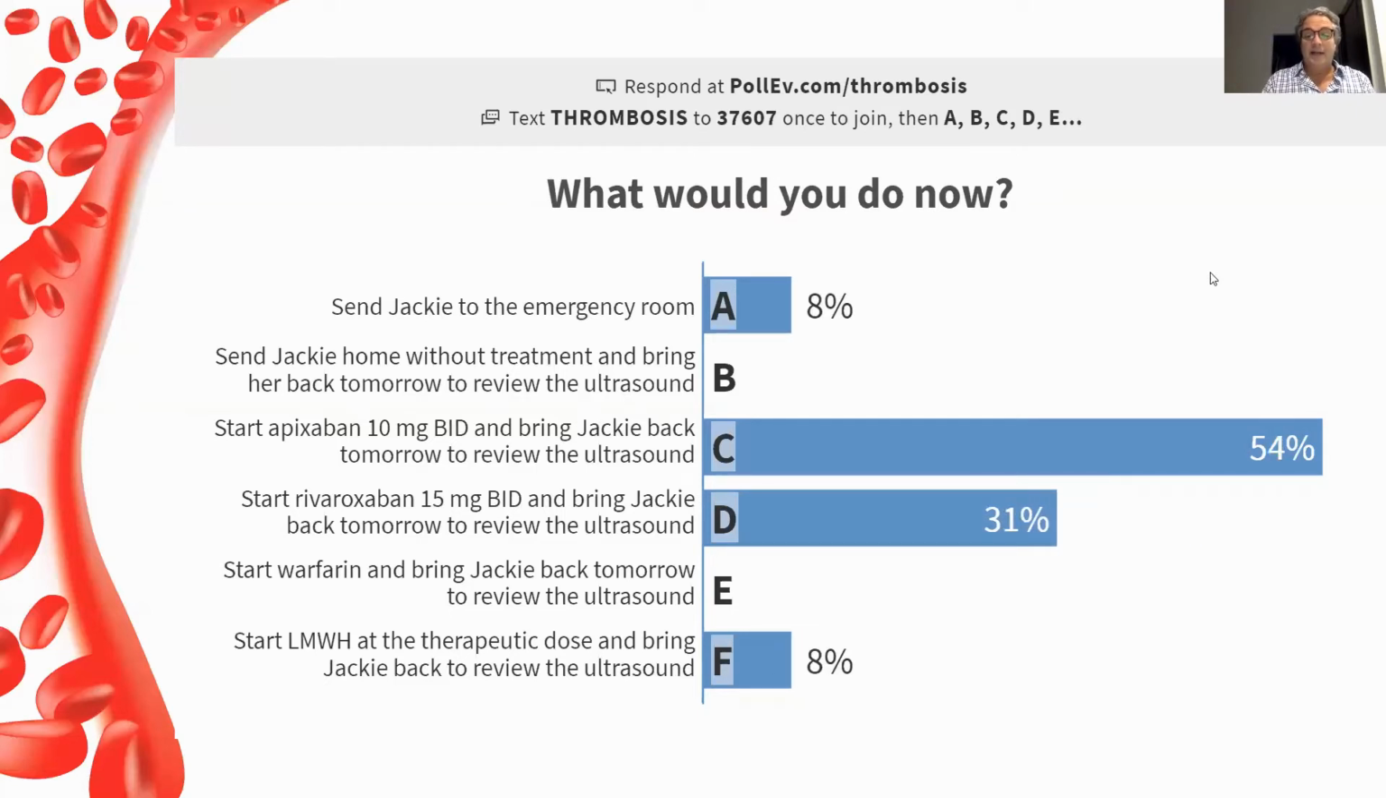You know, these are great answers. So B, C, and D are absolutely correct. A is not wrong, but that's the whole point of this talk. We don't want you to send her to emerge. And the emerge guys are asking that you don't send her to emerge because this is something you can simply treat. So the correct answers in this environment today would be C or D. And let's go through the algorithm.